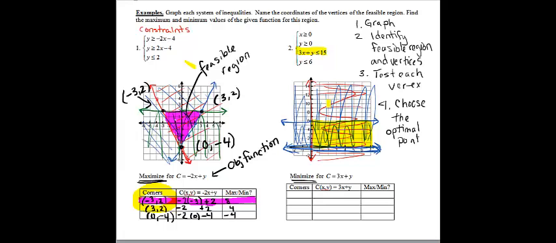I have one last inequality. This one has to be solved for y. You should all know how to do that, so I'm going to rewrite that inequality down here. It would be y is less than or equal to negative 3x plus 15. And if I graph that, I start up at 15, and I'm going to count down 3 and to the right 1, down 3 to the right 1, again down 3 to the right 1, down 3 to the right 1, and lastly down 3 to the right 1.